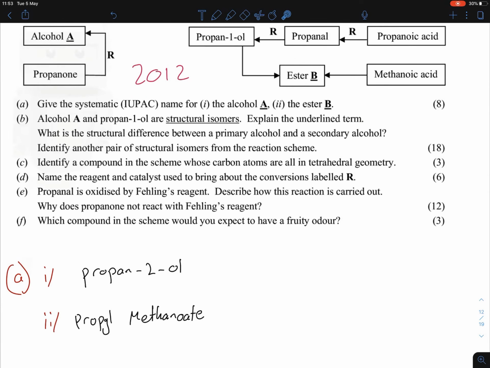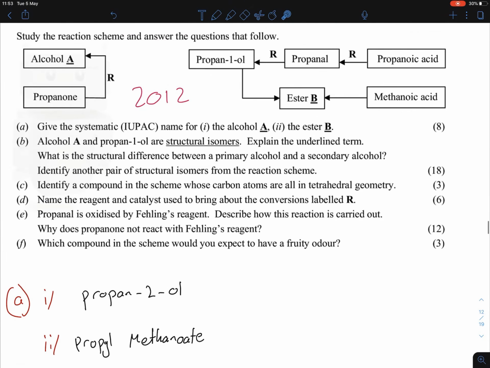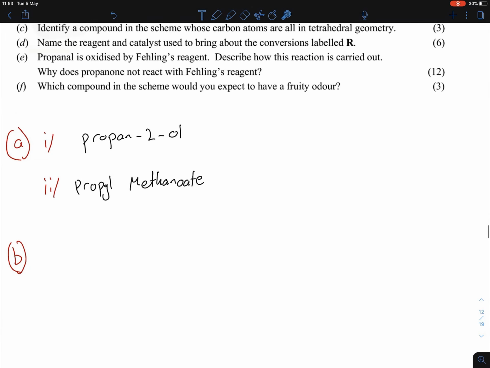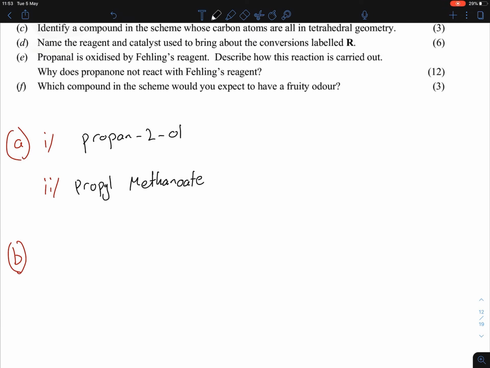So identify another pair of structural isomers. This is one I wanted to do from the reaction scheme here. We already have one pair there: alcohol A and propan-1-al, structural isomers. Well, the next pair, and it's always the same for these, go to the aldehydes and ketones. If we're looking at it here, we have propanone over here, and propanal over here. If you draw out both of those, you'll see that both have the same number of carbons, hydrogens and oxygens, but are drawn differently.